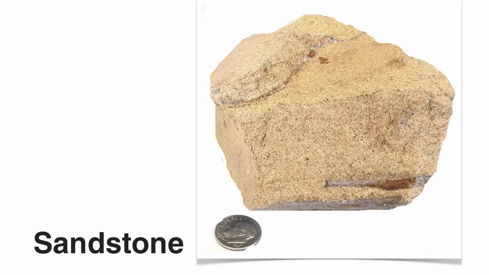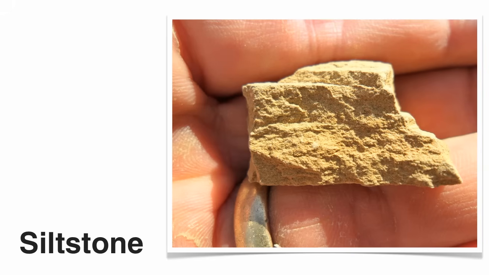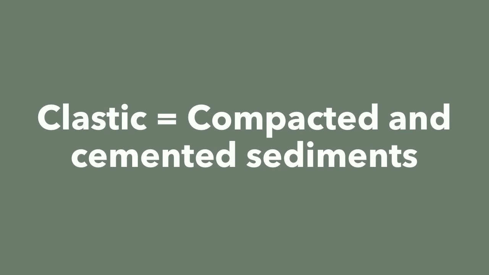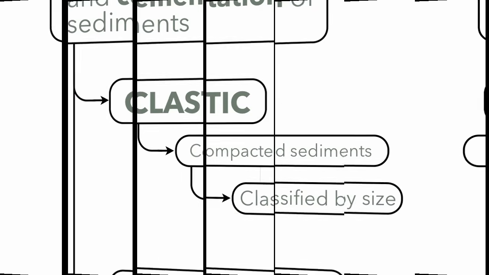Then we get to the sandstone. As you can imagine, sandstone is made of compacted sand grains. Siltstone, made of compacted silt, and shale, made of compacted clay particles. So those are your clastic sedimentary rocks. Compacted and cemented sediments. Now, back to our chart.